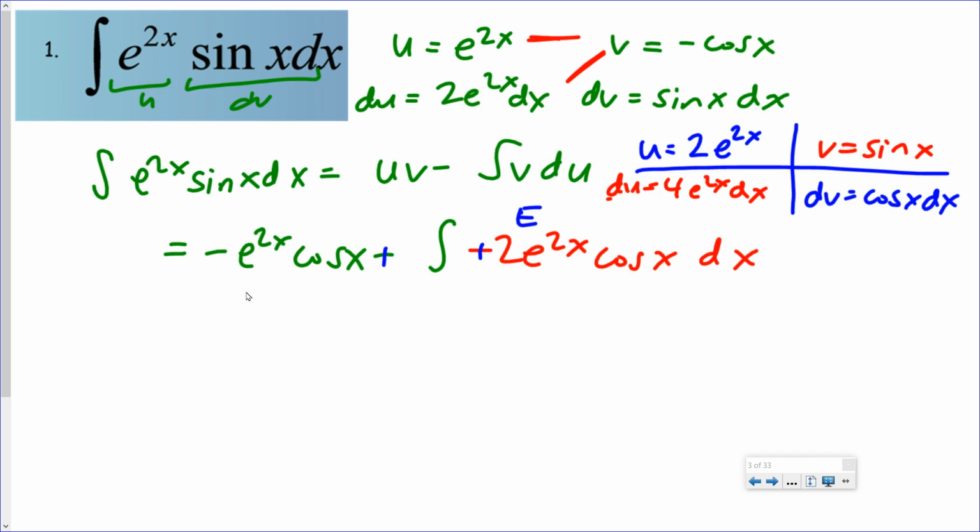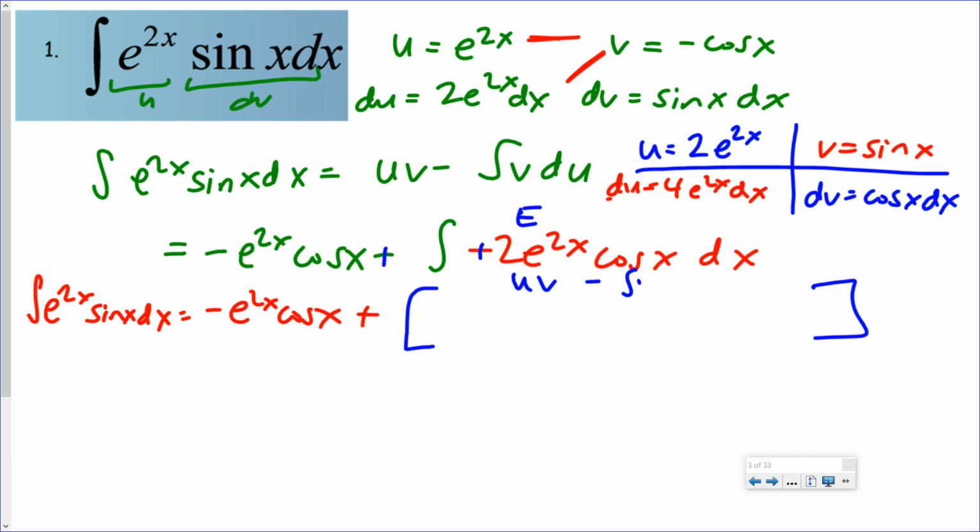Okay, so let's go ahead and put this in the formula. So this is saying that the integral of e2x sine x dx is equal to negative e2x cosine x plus this brand new uv minus the integral of v du. And this new uv minus v du was found by these crosshairs over here. So let's multiply the u times v. What I get there is 2e2x sine x minus the integral of the diagonals here. So that's 4e2x sine x dx. See if I wrote that right. That was a lot to write.